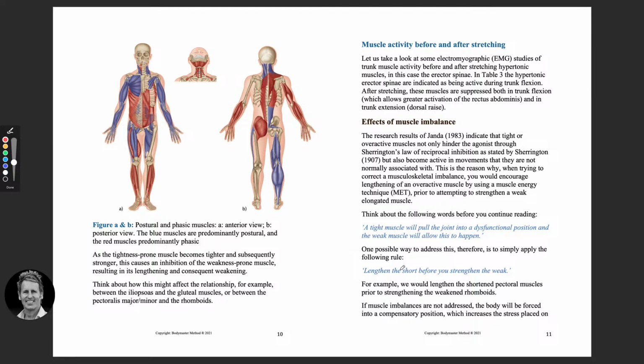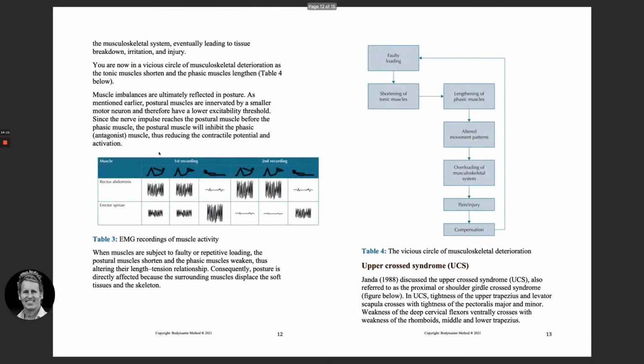And I have a mnemonic where I talk about lengthen the short before you strengthen the weak. So for instance, if you're looking at the psoas and gluteal relationship, you would lengthen the psoas before you activate the glutes. If you've got weakness in the rhomboids, you would lengthen the pectoral muscles, the major and the minor, before you would activate the rhomboids. Let me explain that in the table over here.